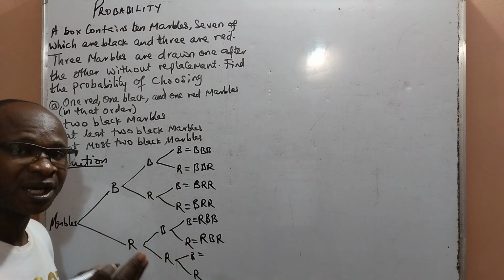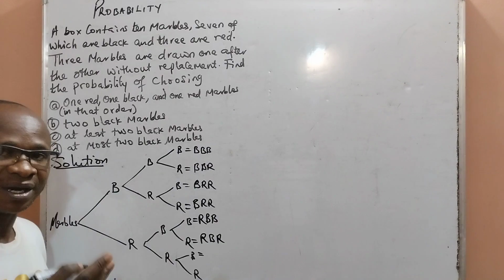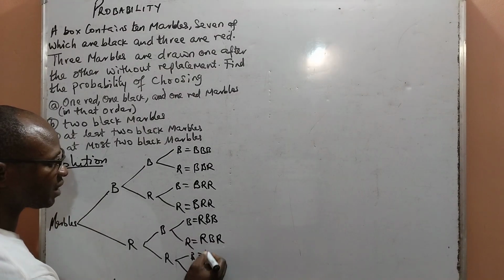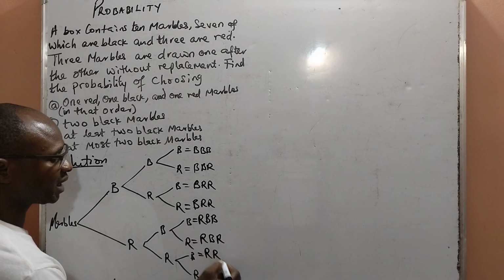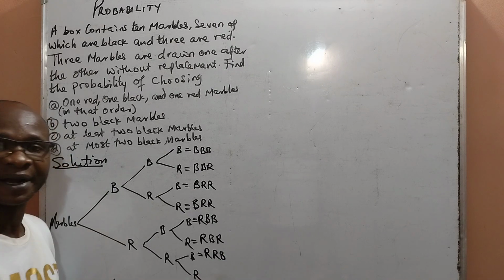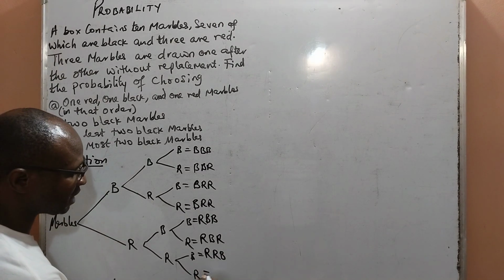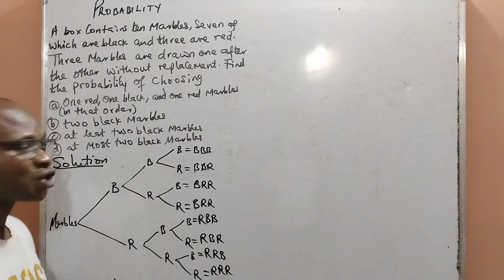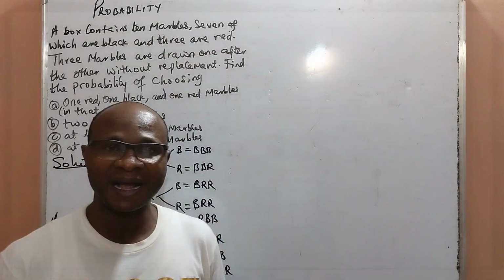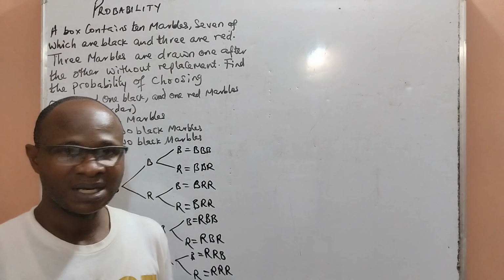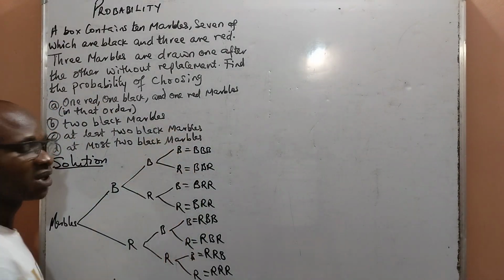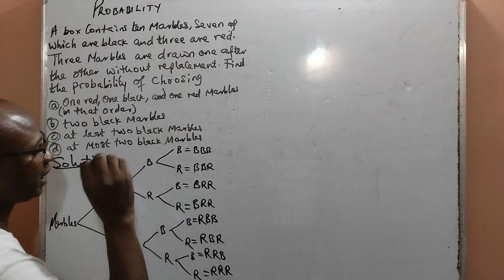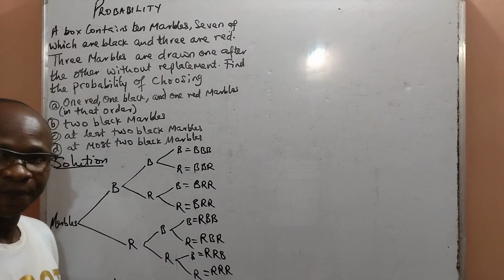Remember, I am picking 3 marbles one after the other. So I can pick the first one, get red, pick the second one, get red, and the third one I get black. It could be possible that the first one is red, the second one is red, and the third one is red. So picking 3 marbles from the bag one after the other, these are the likelihoods. These are the samples. These are how the events can occur.